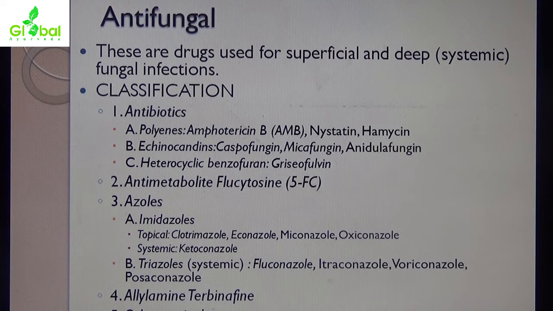Imidazoles have two categories, topical and systemic groups. In the topical group, we can use clotrimazole, econazole, miconazole and oxiconazole. In systemic, we use ketoconazole. Triazoles are used systemically only. They are fluconazole, itraconazole, voriconazole and posaconazole.